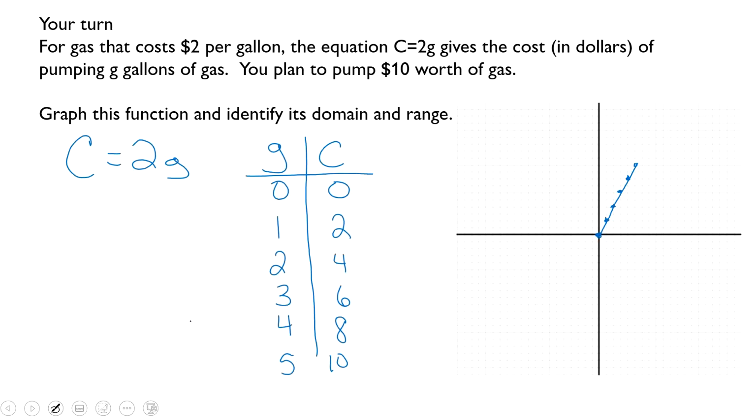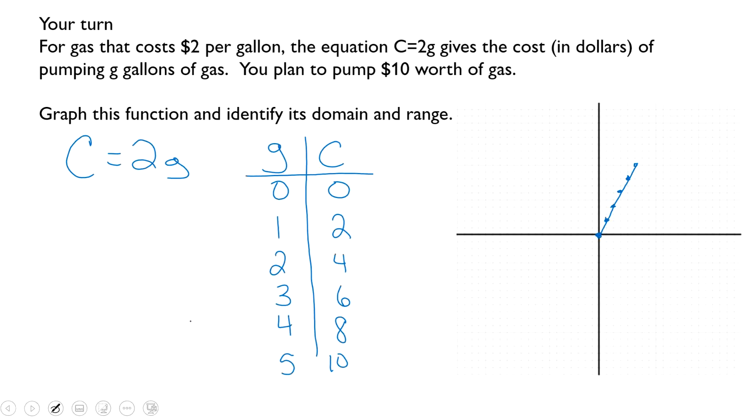Okay, so here's what your graph should look like. It's a little different than the last one because we're not continuing on. We're planning on pumping $10 worth of gas, so that's going to have a finite end to our graph.